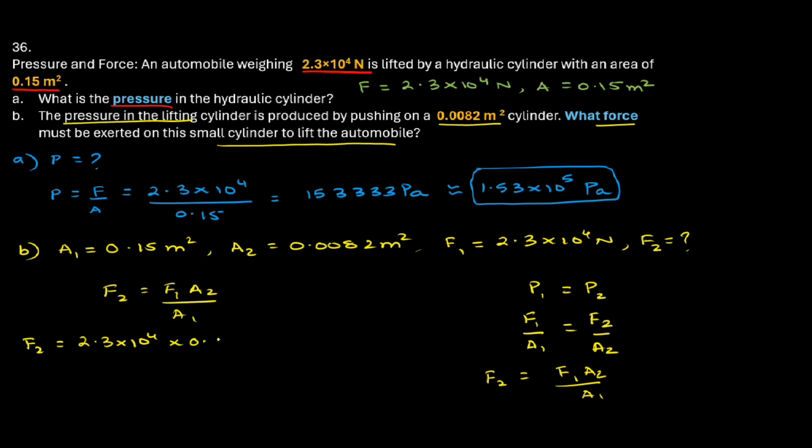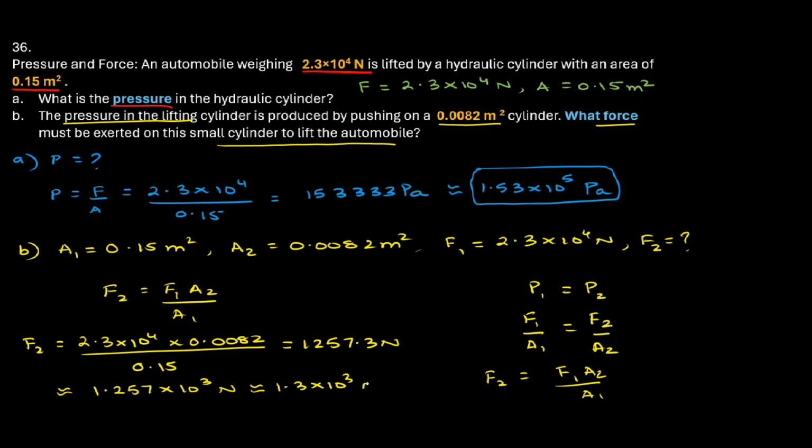So let's solve. I have F1 equals 2.3 times 10 to the power 4, area 2 is 0.0082, over area 1, which is 0.15. Then when you solve this, you get F2 as 1257.3 Newton, which you can write as 1.257 times 10 to the power 3 Newton, or round it off to 1.3 times 10 to the power 3 Newton. This is the force that must be exerted on the small cylinder to lift the automobile.